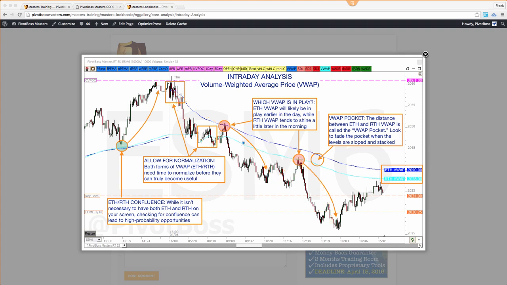Sometimes it's important to pull up an RTH versus ETH VWAP just to see if there's any significant pockets, because the VWAP pocket will tell you, especially when a market is trending up or down, where market participants are likely to engage that market to defend counter trend rotations. So you want to look to defend the VWAP pocket when the levels are sloped and stacked. So basically, in this case, they're sloped to the downside and they're stacked one on top of each other. Pullbacks or rotations into that VWAP pocket should be defended for a continuation downward.